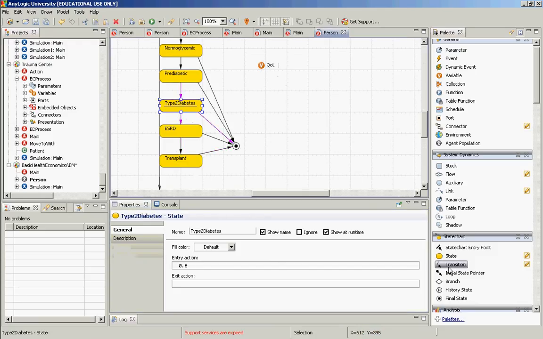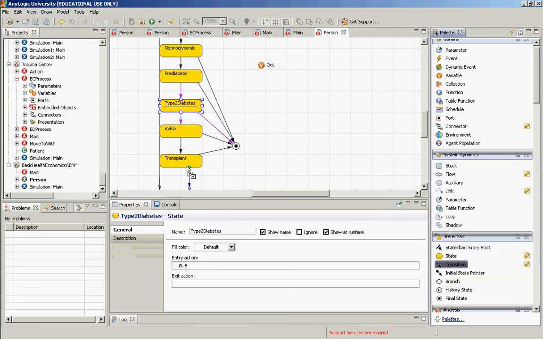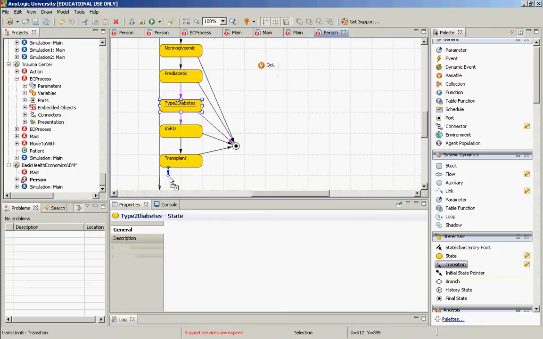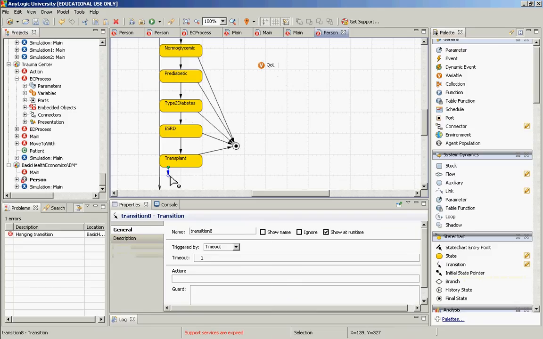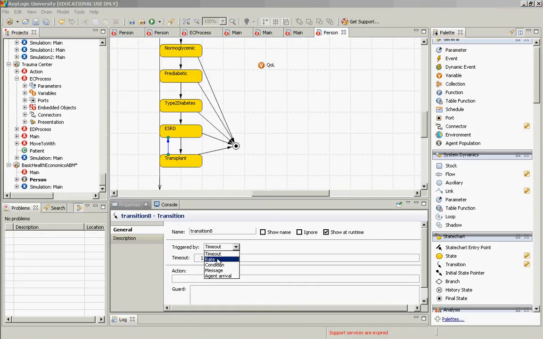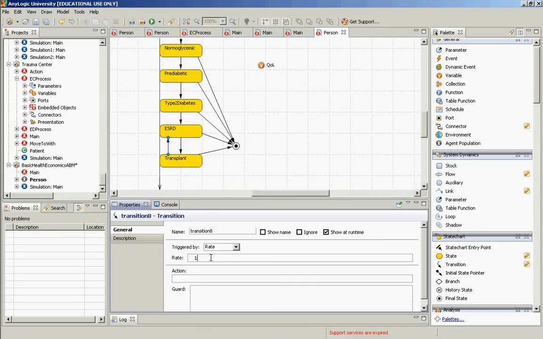I think for just a little bit of texture, I'll add in a graft failure transition here with a timing of, say, approximately once every 15 years, or on average, that will fail.